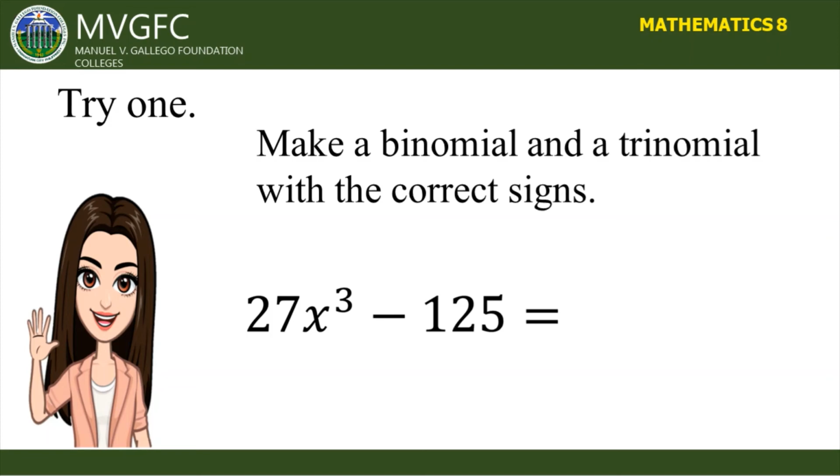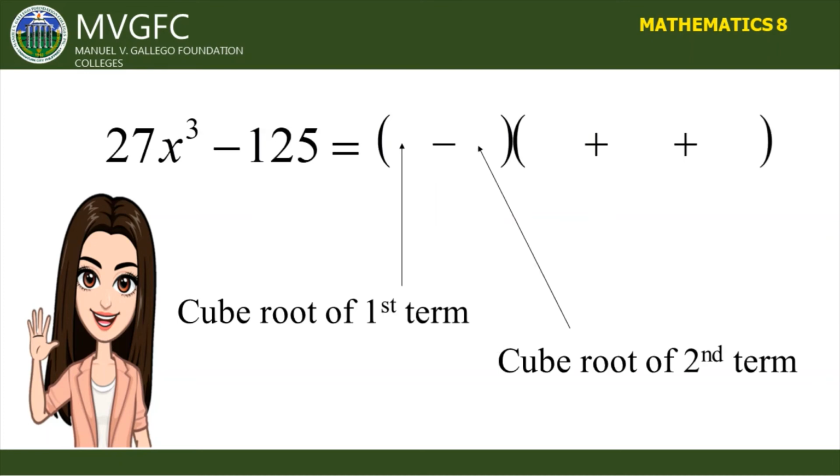Let us try this one, okay? Make a binomial and a trinomial with the correct signs. So, we have 27x cubed minus 125. So, once again, let us follow the sign. Since this is difference, our clue is that difference always the same sign, always opposite, that's why it's positive, and always positive for the last.